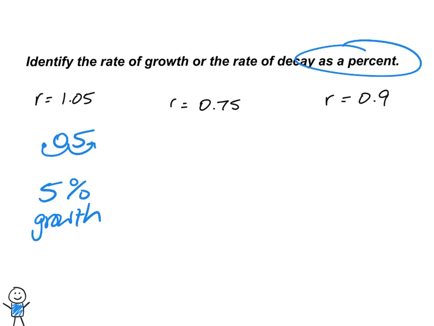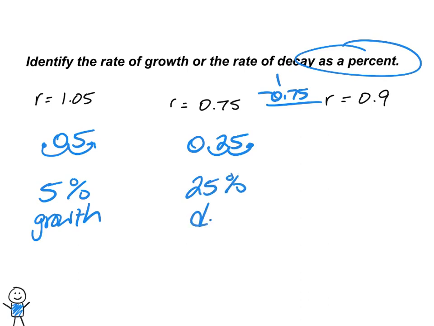Second example, 0.75. Remember, the reference was how far is it from 1? Well, 0.75 is 0.25 away from 1. If you did 1 minus 0.75, that would give you the result of 0.25. Now, to convert that to a percent, move the decimal over 2 places. 0.75 actually represents a 25% decay rate, meaning it's going to be getting smaller very rapidly.